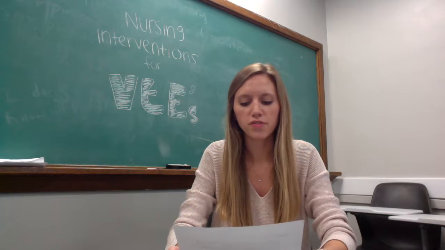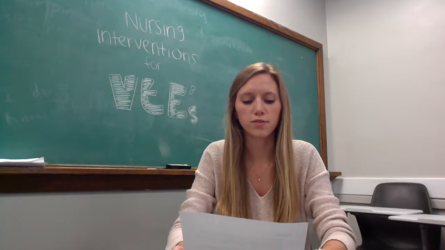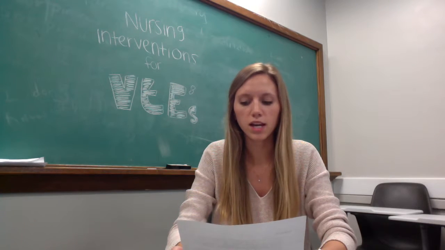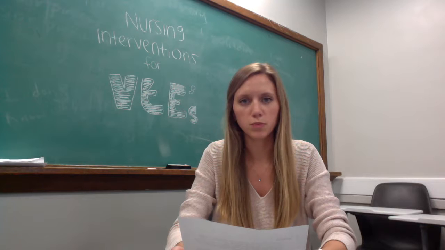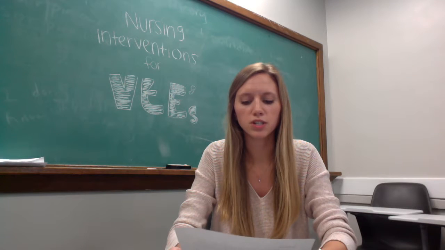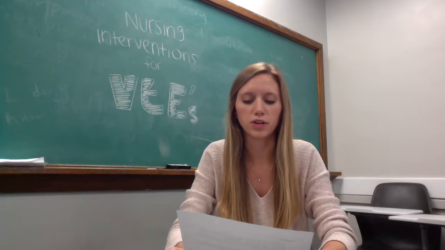Another intervention in preventing hospital-acquired VTEs is to encourage ambulation to promote venous blood flow. However, if it is not safe for your patient to ambulate, then promote active or passive range of motion of the legs and feet every 1 to 2 hours. Additionally, a patient can avoid positions that restrict blood flow, such as having a pillow under the legs that can result in a blood clot.